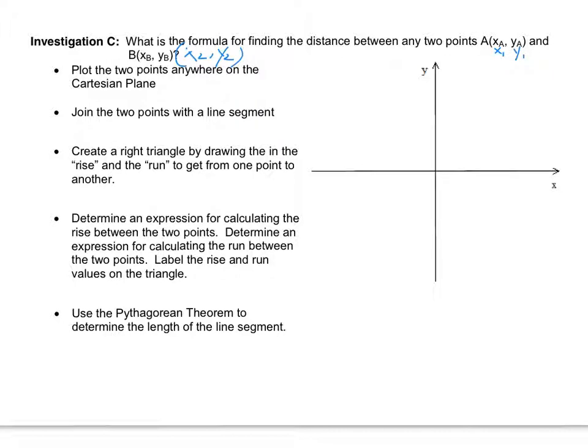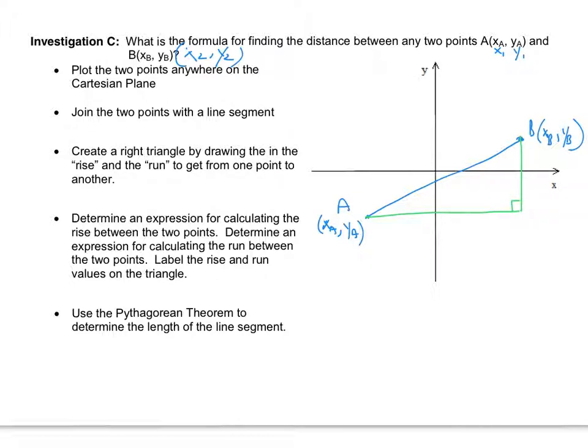All right, so you're going to put 2 points anywhere on the Cartesian plane. Does not matter where. You can make your slope positive, you can make it negative. I'm just going to pick 2 spots. So there's my A, which is at XA, YA. And here's my point B, which is at XB, YB. I'm using the A's and the B's to distinguish which one came from which point. And then we're going to join those together and create our right triangle out of this. It doesn't matter which direction the triangle goes.